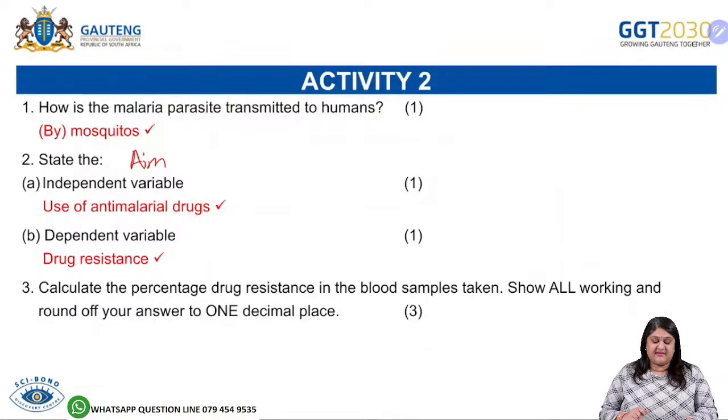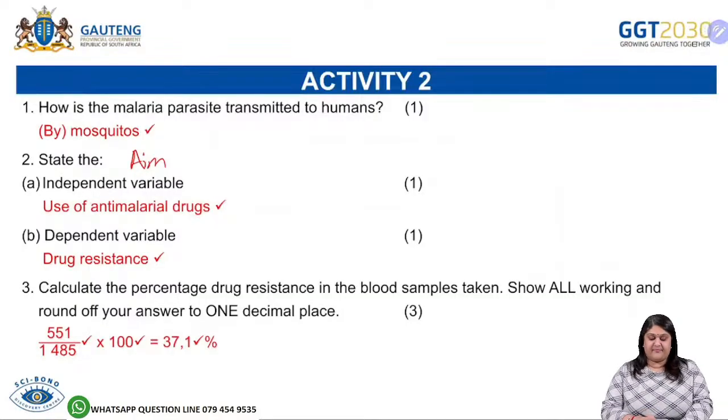Calculate the percentage drug resistance in the blood samples taken. Show all working and round off your answer to one decimal place. So they said there was 551, right? Of the 1,485, 551 were resistant. So if you have to work it out, you have to say 551 divided by 1,485, times it by 100, and you get 37,1 something. But because they told you to round it off to one decimal place, you had to say 37.1%.